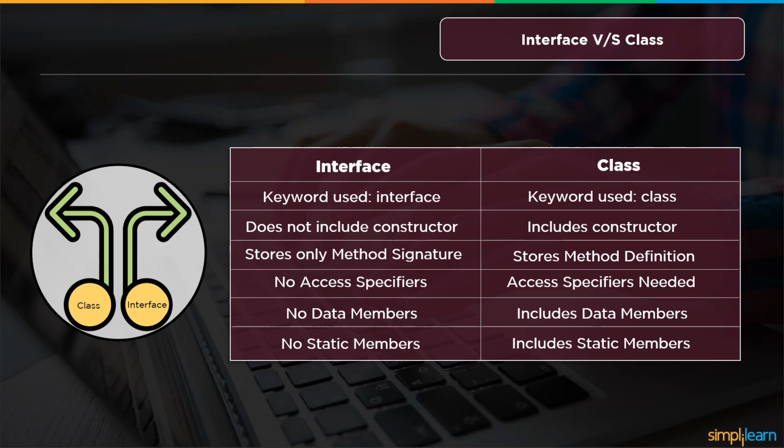There are no access specifiers in the interface, where of course access specifiers are needed in class. No data members, whereas class includes data members. No static members, whereas class includes static members. So think of the interface as being just instructions. They're instructions on methods. That's all they are.